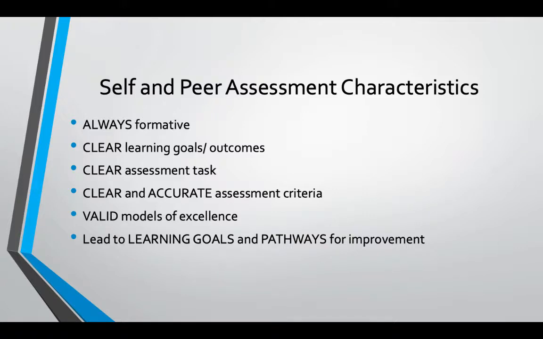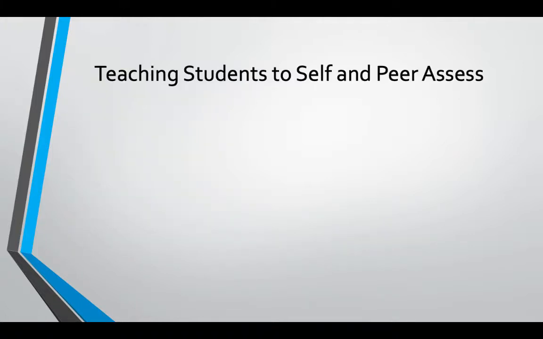Self and peer assessment has the characteristics of good formative assessment. Formative, clear learning goals and outcome, clear assessment task, clear and accurate assessment criteria, valid models of excellence, and clear focus on learning goals and pathways for improvement. In other words, we should design our peer and self-assessment the way we design any formative assessment with these characteristics.